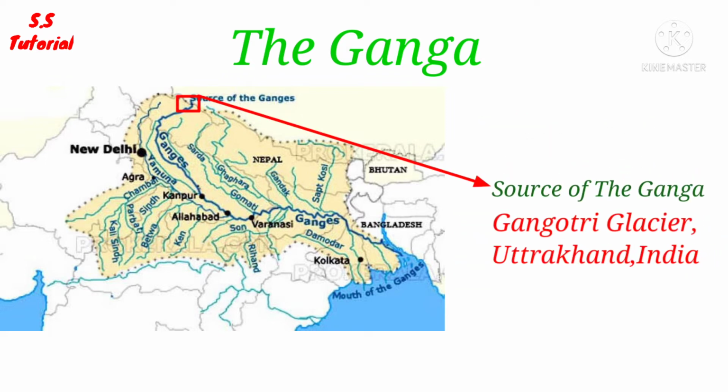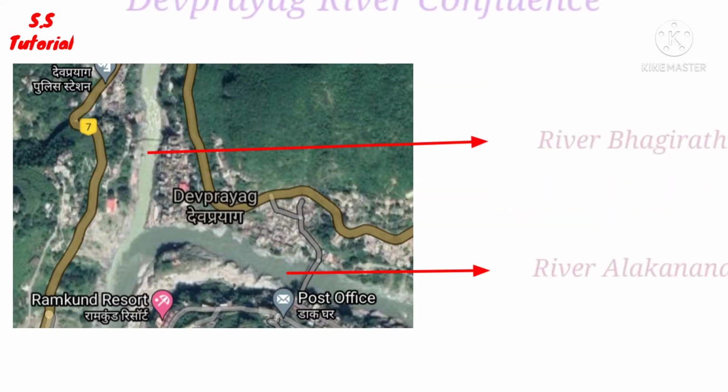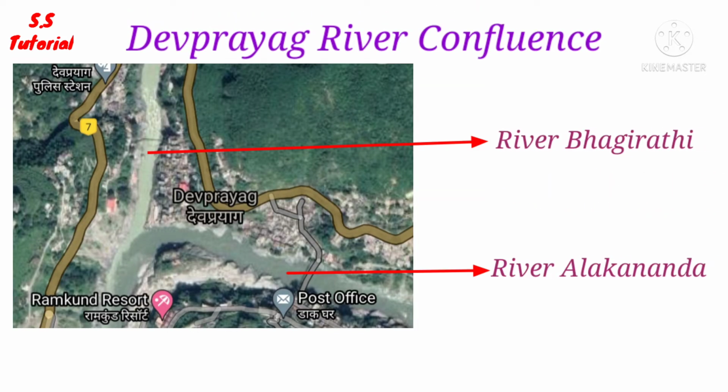The Ganga rises from Gangotri Glacier near Gomukh Cave at a height of 4023 meters in the Uttarkashi district of Uttarakhand state in India. Here Ganga is known as Bhagirathi. After reaching Devprayag in Uttarakhand, Bhagirathi meets the Alaknanda river, which is widely known as Devprayag Sangam. In Sanskrit, Devprayag means godly confluence.